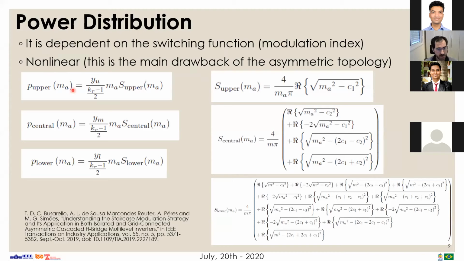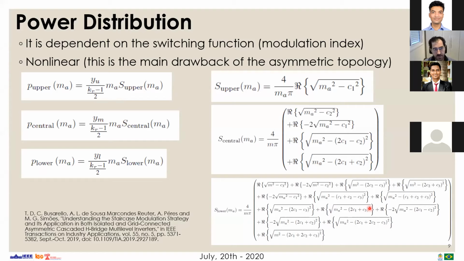Okay, so you have here some equations. This is the power processed at the upper module. You can see here an equation that is dependent on the modulation index, and also dependent on the switching function. And this is the equation for the switching function for the upper module. In a similar manner, this is the power processed at the central module. We also have here the switching function for the central module. And we also have here the power processed at the lower module, and this is the equation of the switching function for the lower module.